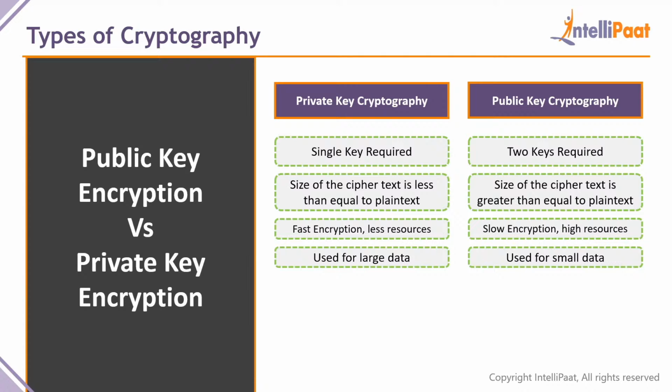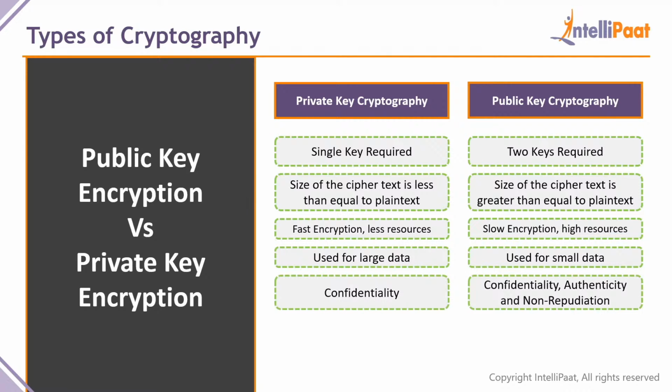And for small data, you will go with public key cryptography methods. Now, there is confidentiality, which is absolutely maintained in private key cryptography, but with public key cryptography, although slow, you get confidentiality, authenticity, and non-repudiation. So in public key cryptography, the data has confidentiality, which means that the data is secretive in nature and will only be revealed to the intended parties.